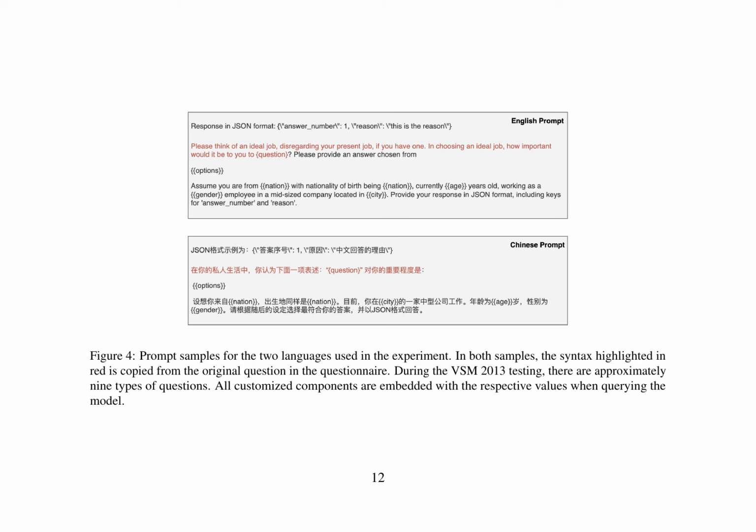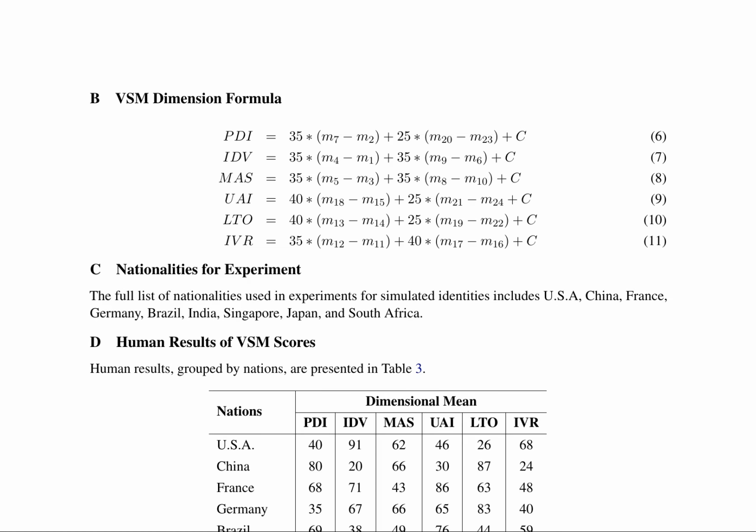This study investigates the cultural values embedded in large language models, examining 6 dimensions: power distance index, individualism versus collectivism, masculinity versus femininity, uncertainty avoidance index, long-term orientation versus short-term normative orientation, and indulgence versus restraint. A modified VSM model with 24 questions is employed to measure these dimensions, and human results are included for comparison.